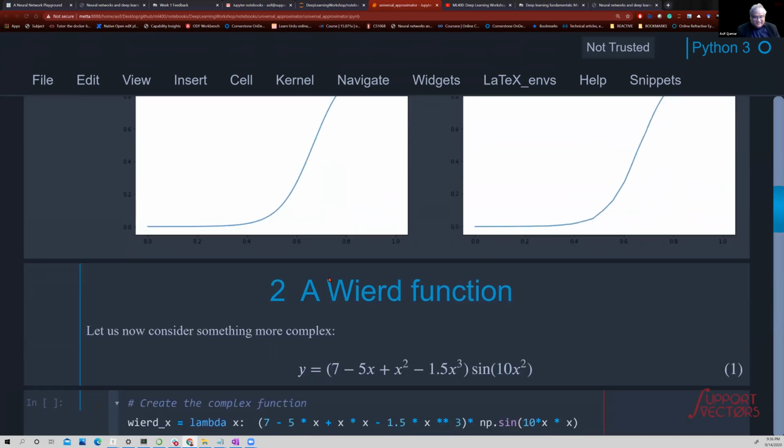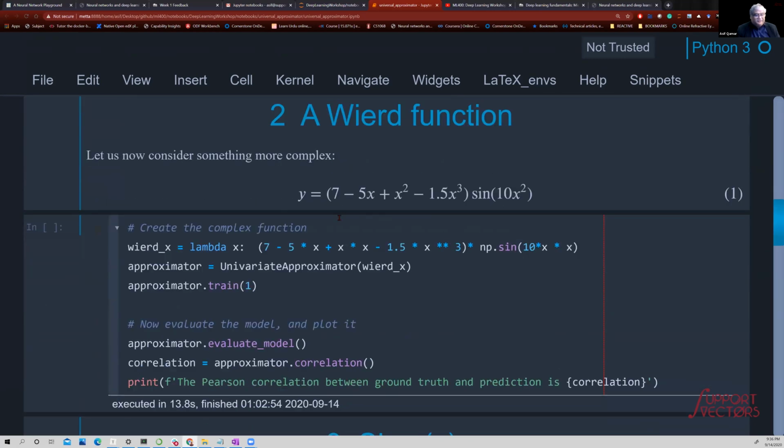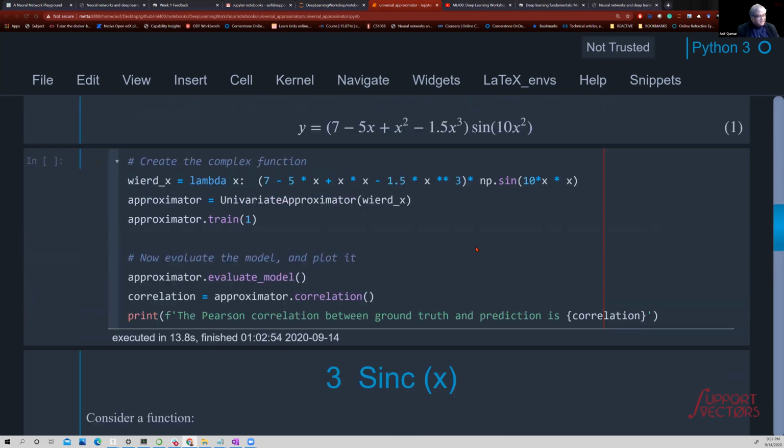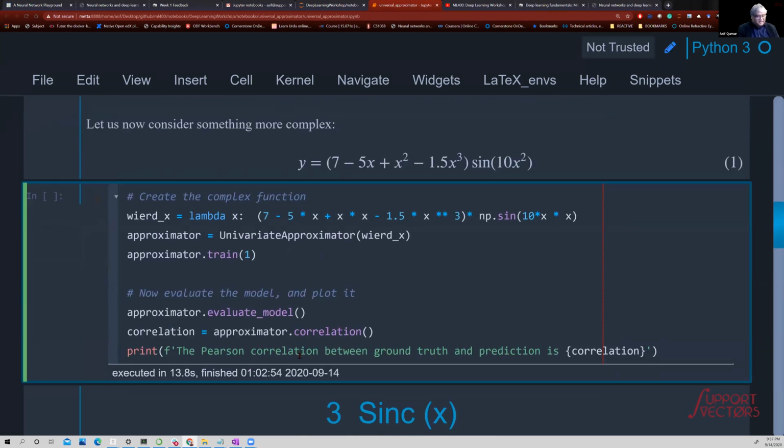Let's try something else. What I did is I created a weird function. I put this sin x also into it. And then I trained it. I don't think I have run this. And when you run this, okay, I'll leave this to you to run it.